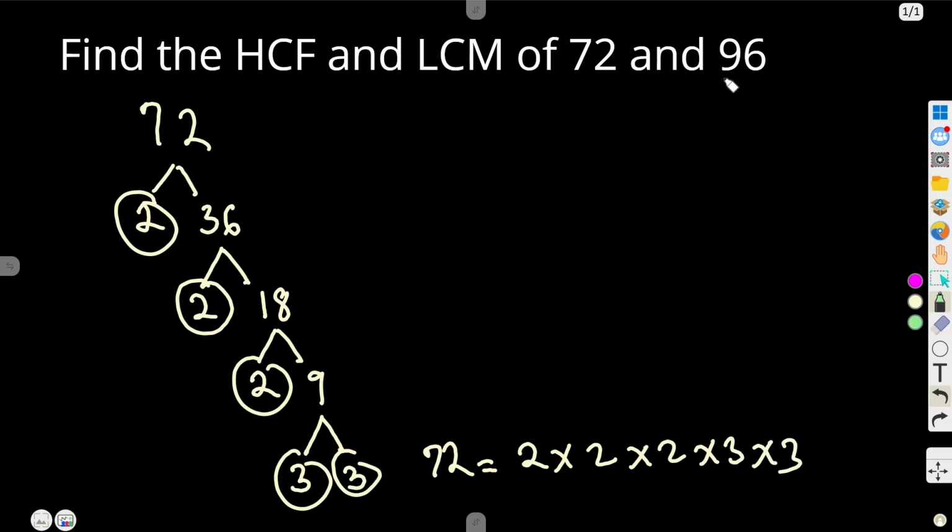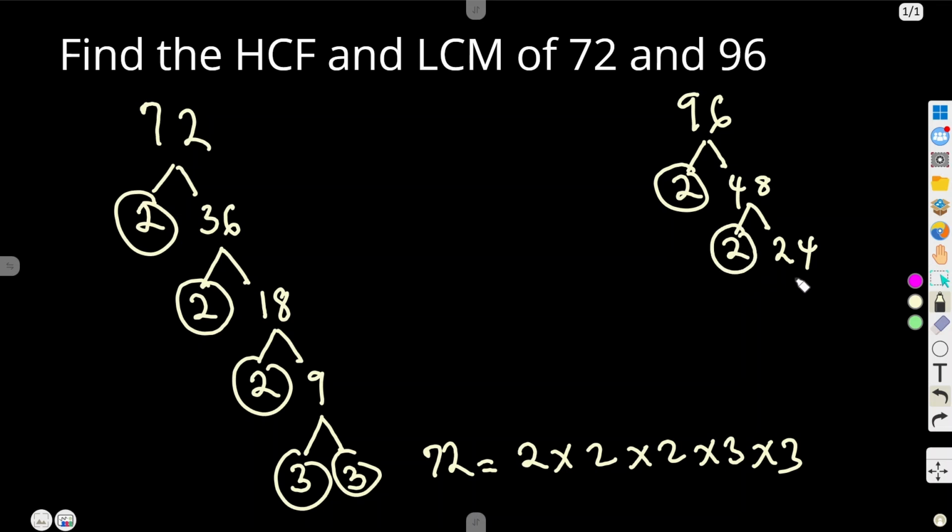And next we have 96. So we're going to try to see how we can split that. We got 96, and let's see what we can do. 2 and 48. 2 is a prime, and 48 can be split as 2 and 24. Again, 2 is a prime, and 24 can be split as 2 and 12. 2 is a prime, and this is 2 and 6. And 6 can be written as 2 and 3.